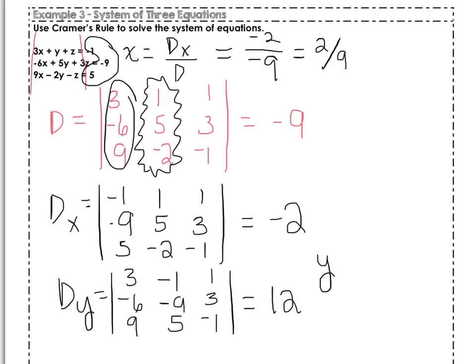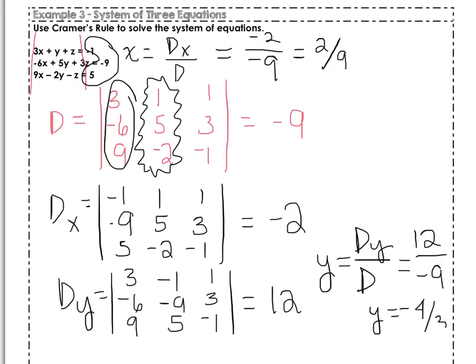So to solve for y is equal to dy divided by d. Determinant dy was 12, and determinant d was negative 9. 12 divided by negative 9, y is now equal to negative 4/3. Okay? Try dz on your own. Try doing these determinants on your own, as well as try to find how to plug them into your calculator. That'll be a great way to check your process.